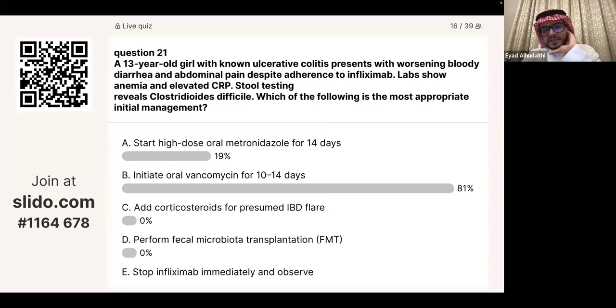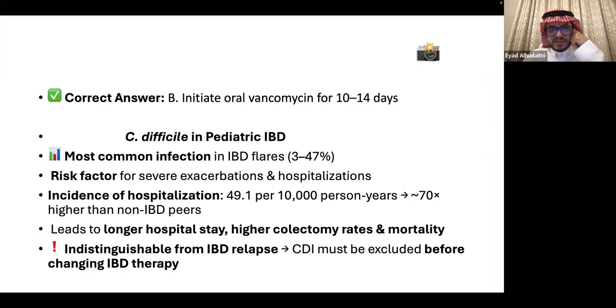So yeah, the debate between Vanco and Metro, and both are right, but the first line is vancomycin. So these are some facts of C. diff in pediatric IBD because it's a common infection. It can reach up to 47% and causes flaring. Risk factor for severe exacerbation and hospitalization.